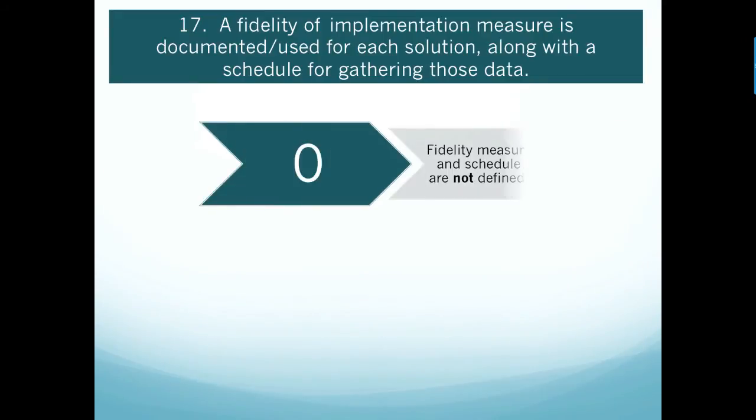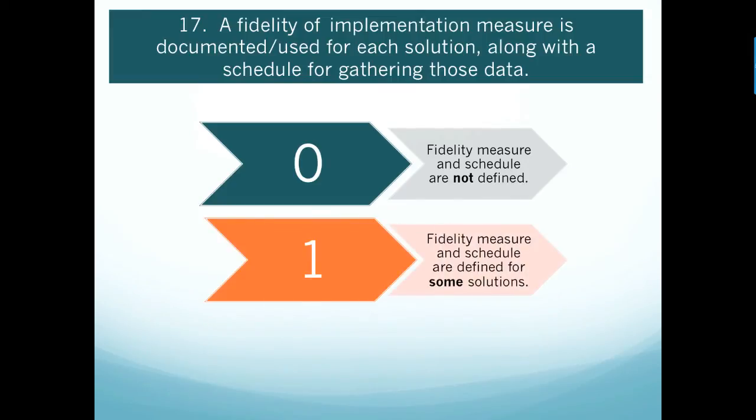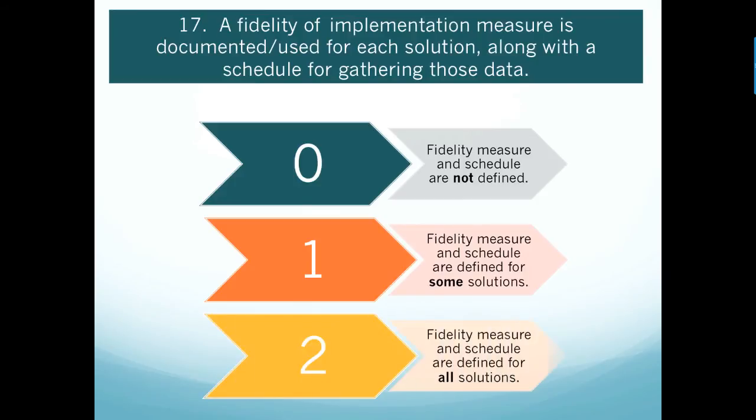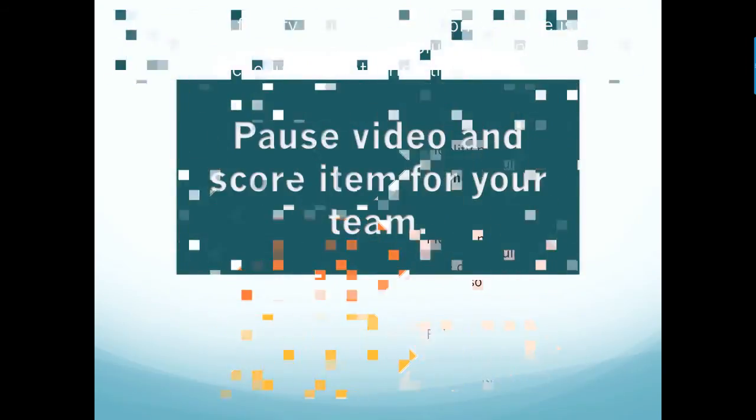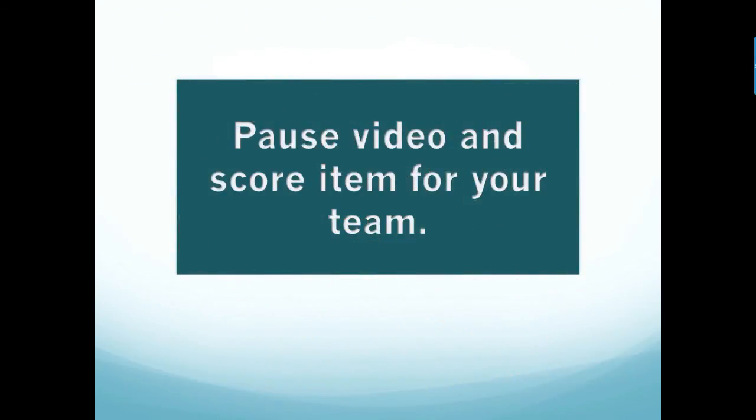A score of 0 is going to say that we have not identified or scheduled any Fidelity measures for our problems. A score of 1 is going to mean that we have Fidelity measures scheduled or defined for some solutions. And then a score of 2 is going to say that we have these identified and scheduled for all solutions. This is your time again to pause the video and score this item for your team.